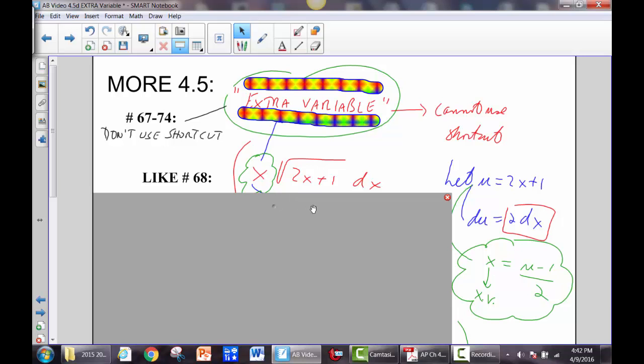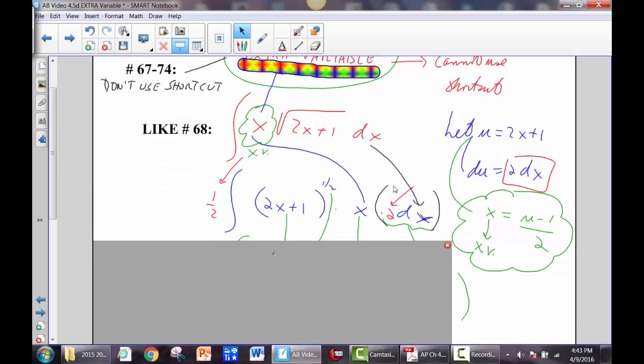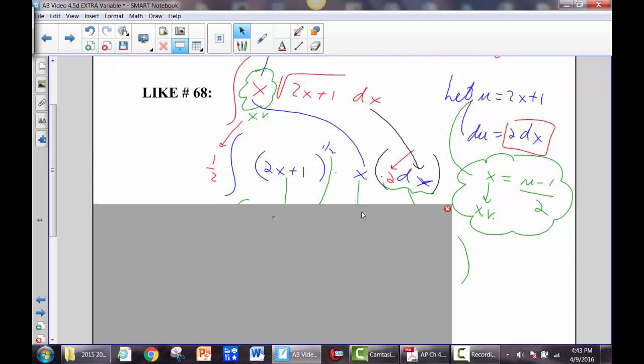So what you do is you go back to your u equals and you isolate that extra variable. So x equals u minus 1 over 2. And then you have to rewrite it all in terms of u's. I'm purposely going to put the dx over here. I'm going to introduce the 2, counteract with the half to have the du. This, of course, is my u to the half. I'm going to stick this extra variable in here.